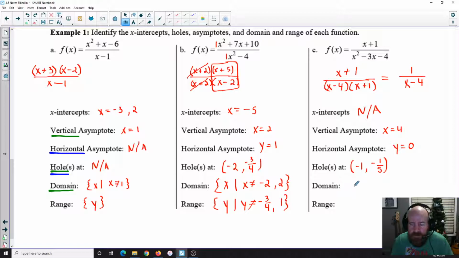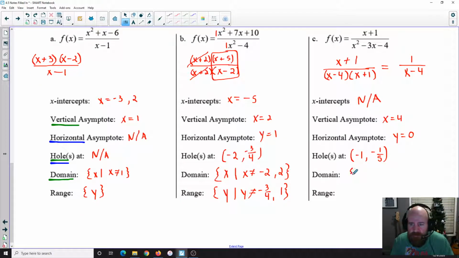Okay. Now talking about the domain. It's all x's such that x cannot equal. So vertical asymptote 4 and hole would be -1. So we have -1 and 4. Range, all y such that y cannot equal. So horizontal asymptote and y value of the hole. So -1/5 and 0.